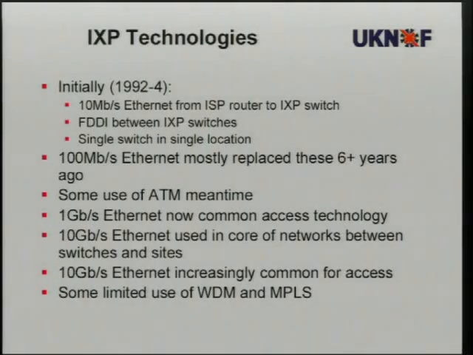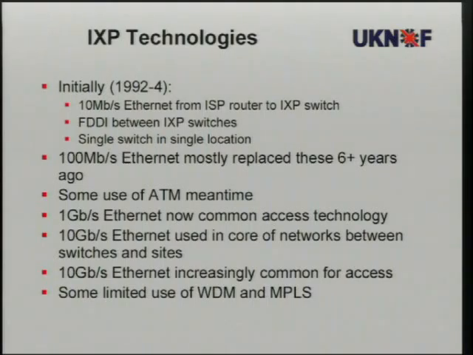Technologies: back when people first started doing this, 10 meg Ethernet was the most common thing. That was used to connect the ISP's router to the switch. The bigger exchanges, where we had more than one switch, you used 100 meg FDDI. But usually most of these exchanges were one switch. Six or seven years ago, 100 meg Ethernet came along, pretty much superseded all the 10 meg and the FDDI. A few exchanges used ATM. Ameritech ran a big exchange in Chicago that was ATM based. I think it was the most successful of these.